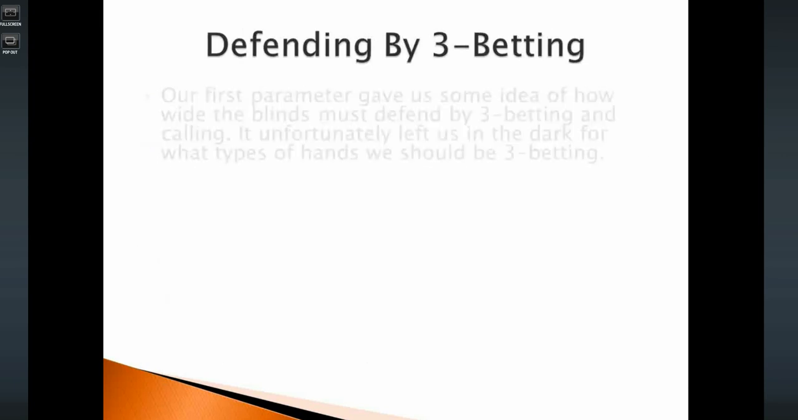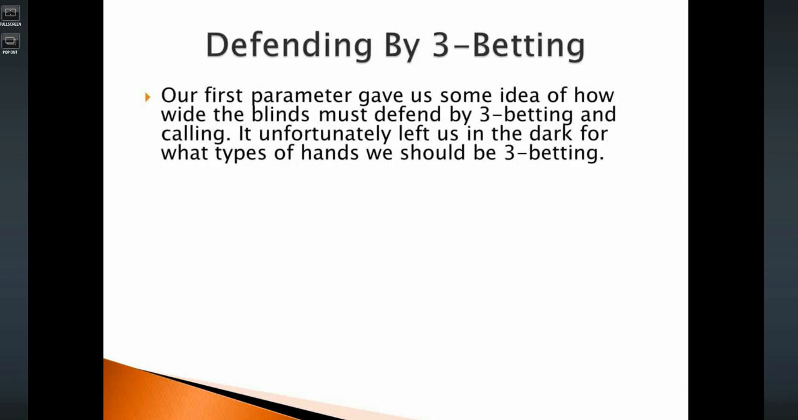Defending by 3-betting. Our first parameter gave us some idea of how wide the blinds must defend by 3-betting and calling. It unfortunately left us in the dark about what types of hands we should be 3-betting. So remember, even though we haven't explicitly talked about calling yet, we know that combined we have to defend at least 37.5% of the time. Also, since the opponent gets to see a flop when we call rather than 3-bet, once we start calling we're going to have to defend quite a lot more. So we have a good starting point.